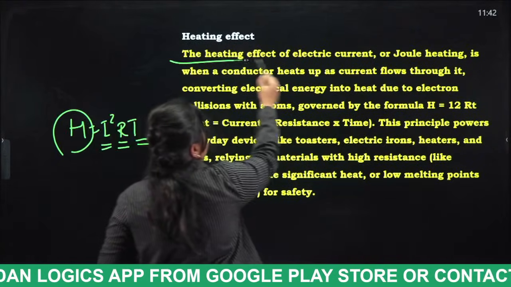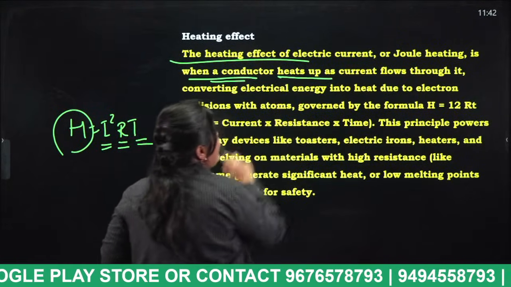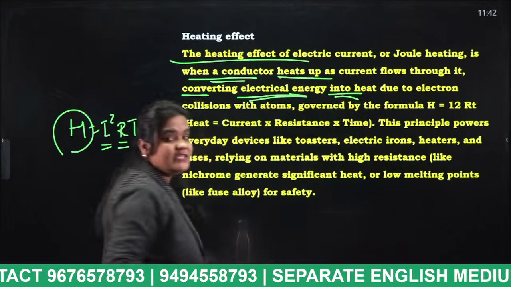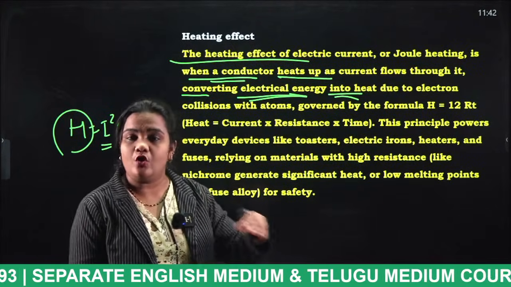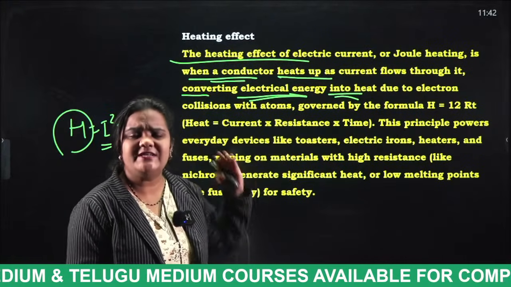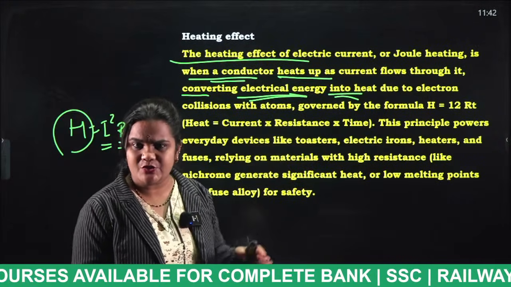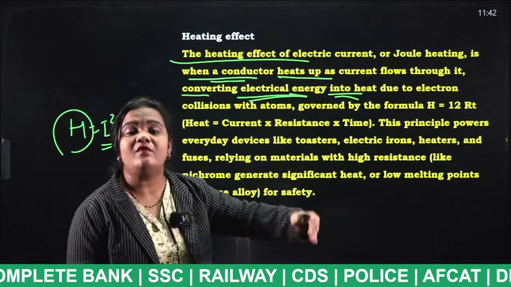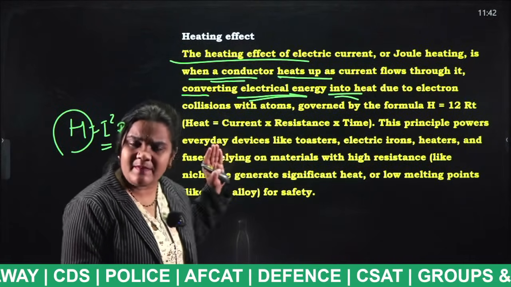The heating effect of electricity, or Joule heating, is when a conductor heats up as current flows, converting electric energy into heat energy. I told you this already at the beginning of this concept. If you don't remember the definition, just remember the water heater. What is happening in the water heater, students? Electric energy is converting into heat energy and the water starts boiling. Just remember that, and remember the formula also.